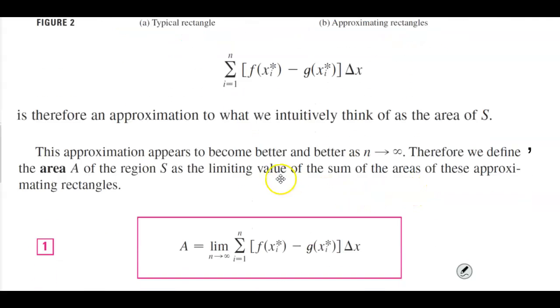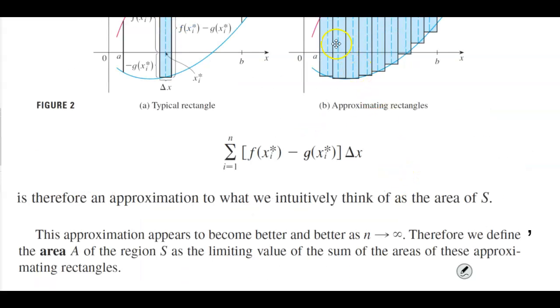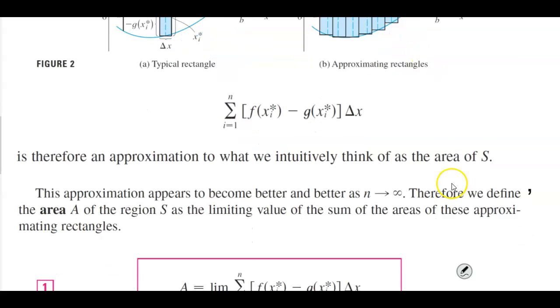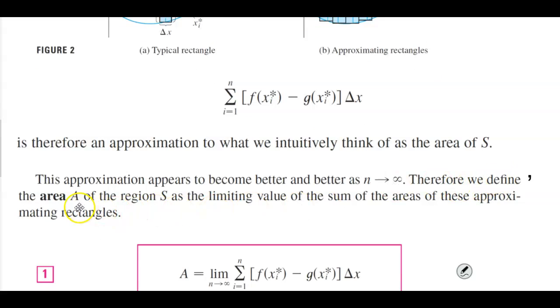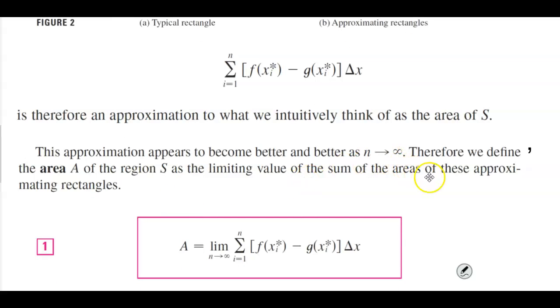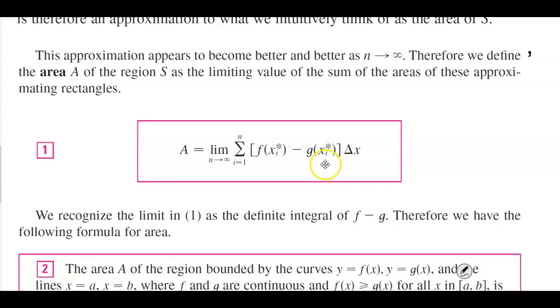Now, this approximation appears to become better and better as n approaches infinity, meaning that the more rectangles we get, the closer we get to the actual area. Therefore, we define the area A of the region S as the limiting value of the sum of the areas of these approximating rectangles. So there is our first definition.